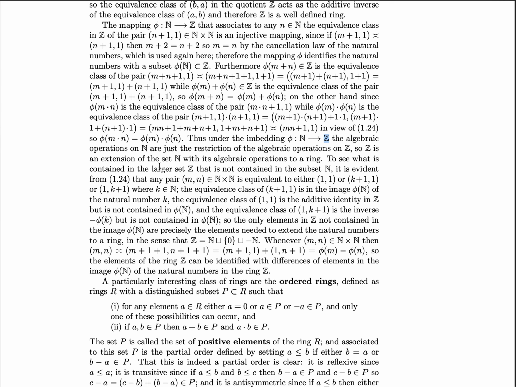We see that the algebraic operations on N are just a restriction of the algebraic operations on Z. So Z is an extension of the set with its algebraic operations into a ring. Another way of phrasing that is that the operations plus and times in N are well defined on Z. So we use those operations as the operations of plus and times on Z, and those operations will make Z into a ring.